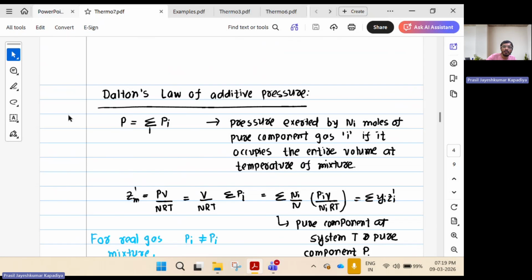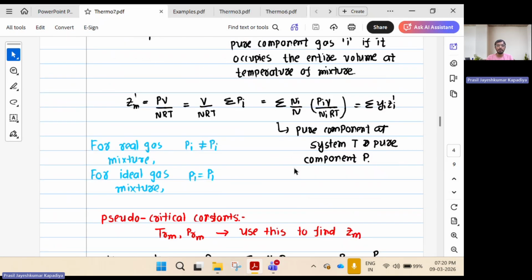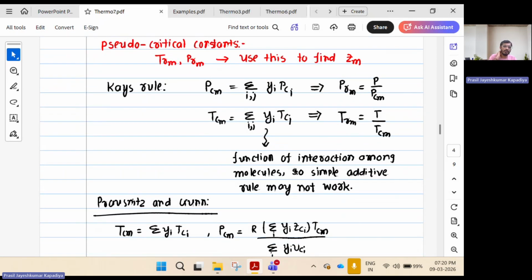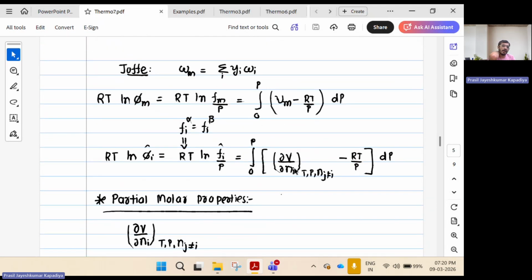Similarly, we learned Dalton's law of additive pressure. So this P is nothing but the summation of Pi, and both equations end up the same way. And this Dalton's law of additive pressure is also very accurate and valid for ideal gas mixtures, but not for real gas mixtures. Okay, then we learned some rules to find pseudo-critical constants, like reduced temperature of the mixture and reduced pressure of the mixture, and we can use that to find the mixture compressibility factor Zm.